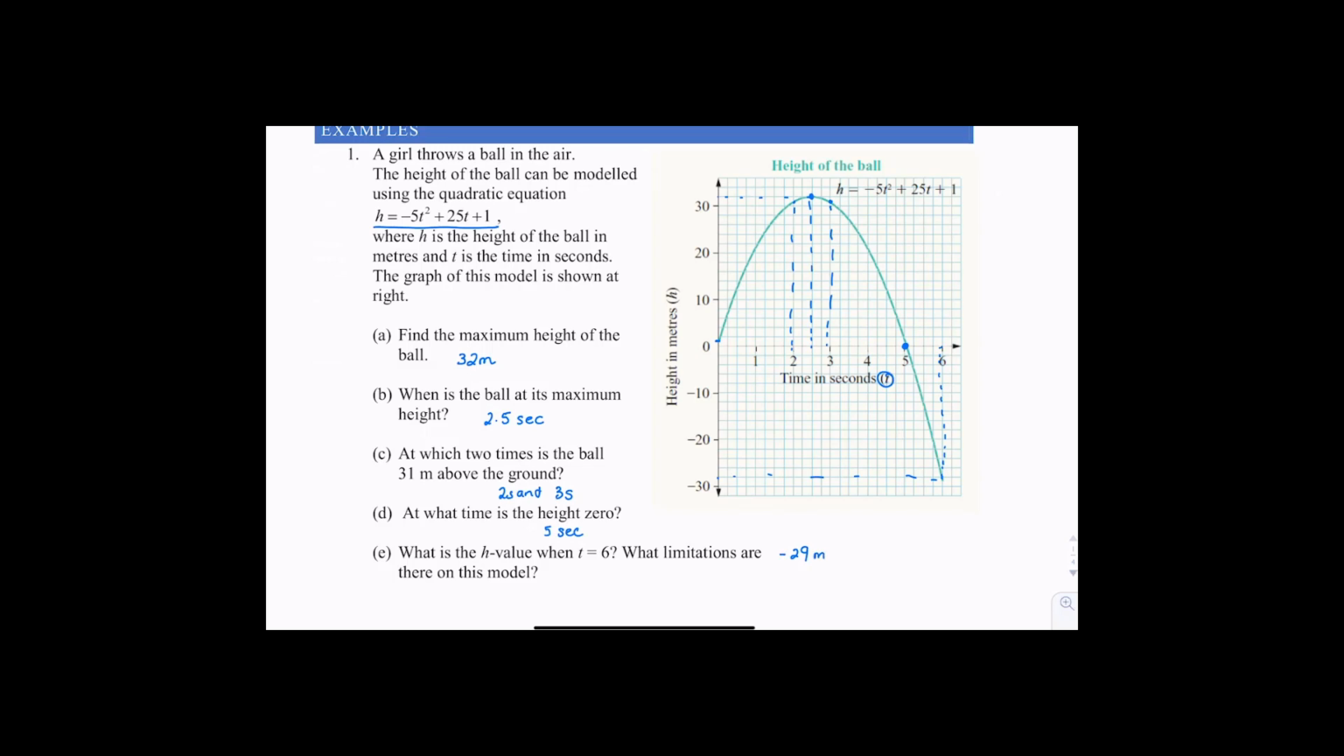And it says, what are the limitations on this model? Well, I think that that is a limitation because how on earth could my height be negative unless it's fallen into a hole? And yes, I've heard that one before. So in this context, we can only really look at the values between 0 and 5 for time. We can't look at any values higher than that because they don't make sense.